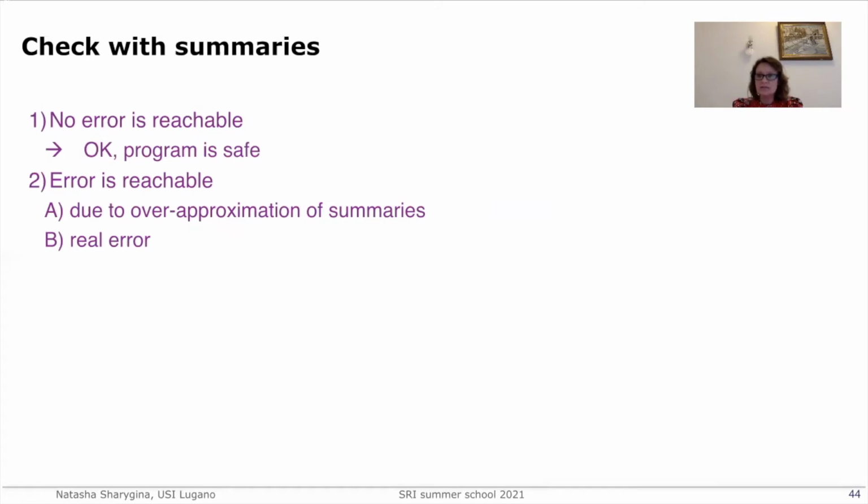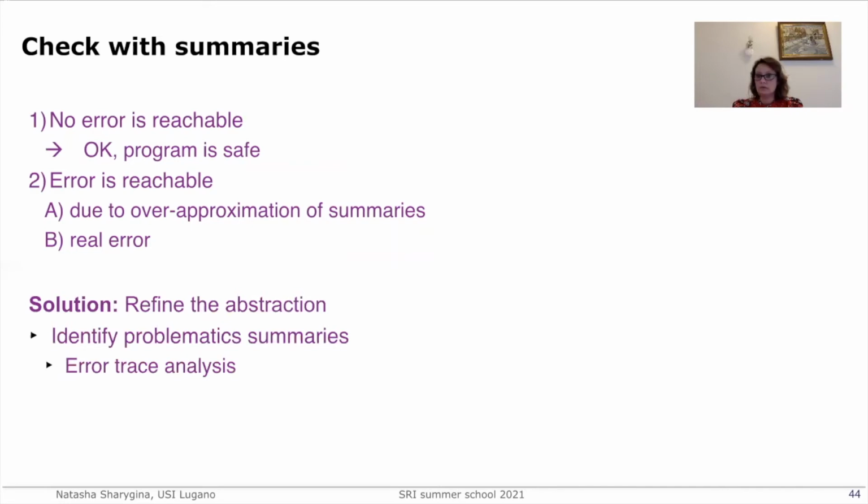Now, we could also have a situation when, together with the summaries, an error is detected. So now there could be two cases. The error could be not real, it could be spurious. And this spurious result could be due to the fact that we are using over-approximations in the summaries. And we will have to deal with this somehow to really figure out if we found a spurious error or not. Well, if it's not a spurious error, then we will clearly know that it's a real bug detected.